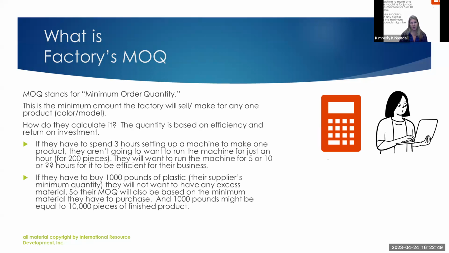So on what basis does the factory decide the MOQ? There's really two general buckets. One is equipment time and setup. So let's say they have a machine that's going to make this product and it takes 3 hours to set up the machine. It might, in some cases, take an hour. It depends on the equipment. In other cases, like CNC machining, it could take 8 hours.